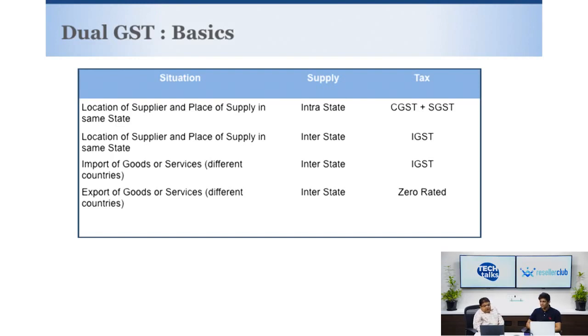Correct. Now, import of goods will be treated as IGST. It will be considered an interstate supply. If you are importing services from, say, the USA or the UK, or some other destination which is non-taxable as far as GST is concerned, then it will be considered to be under a reverse charge mechanism, and IGST will be levied.